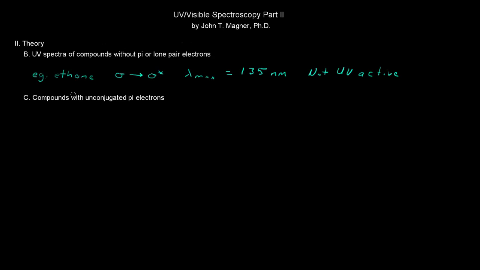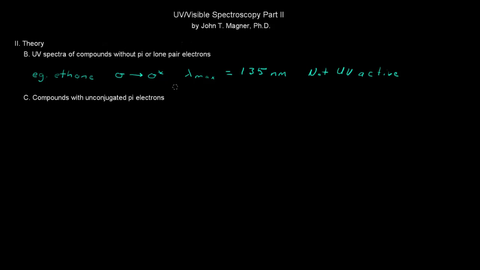This is the second part of my video presentation on ultraviolet visible spectroscopy. Picking up where I left off in the first video, we saw that for compounds that contain no pi or lone pair electrons, the valence electrons in such organic molecules are located in sigma bonding orbitals. And so the lowest energy electronic transition available for those electrons is from a sigma bonding to a sigma star antibonding orbital, which has a relatively large energy gap.